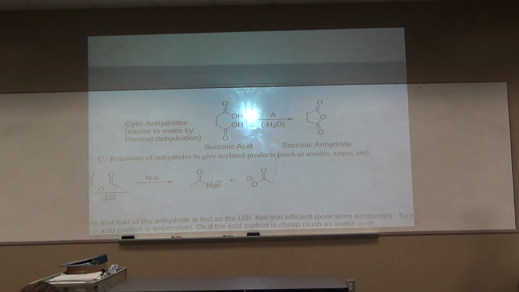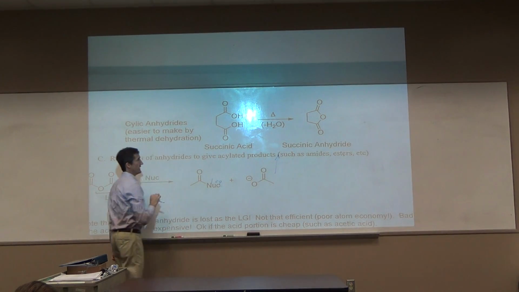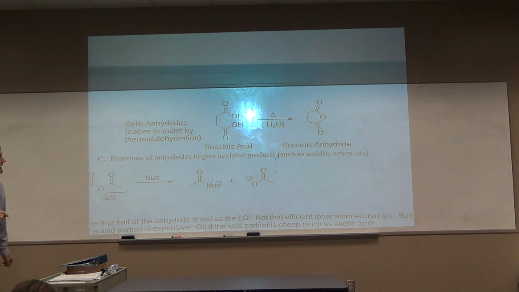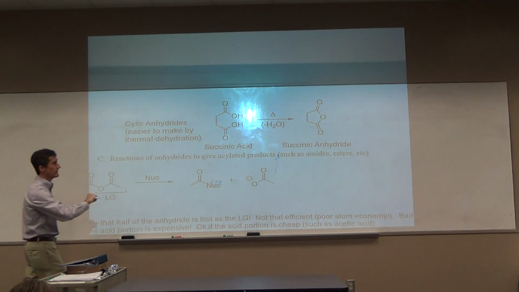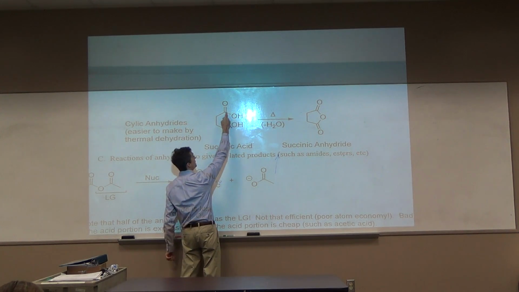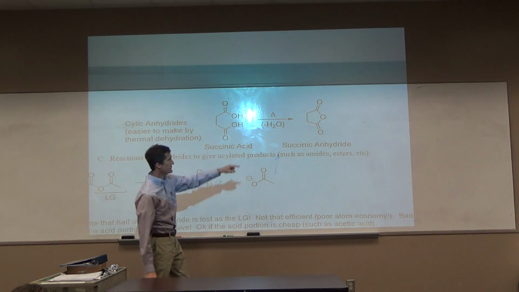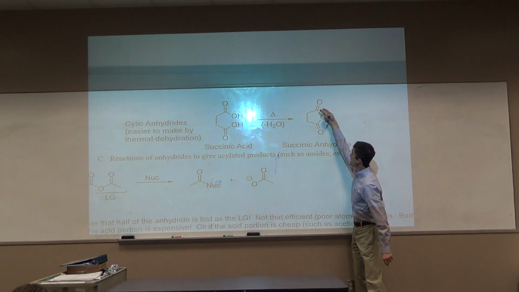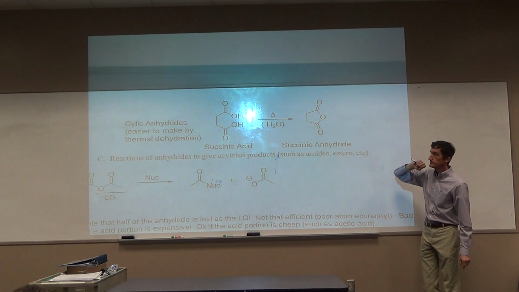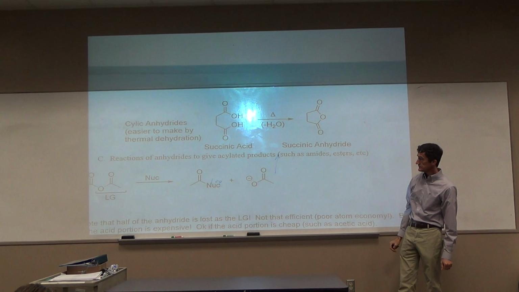Cyclic anhydrides, these are actually very common. If you take a diacid and heat it, you can dehydrate it, and one acid will react with the other. Basically, one oxygen will bond to the carbonyl and you will lose water. You'll get a cyclic anhydride, with oxygen bonded to two carbonyls in the ring. That's succinic acid. This is called succinic anhydride. Diacid.